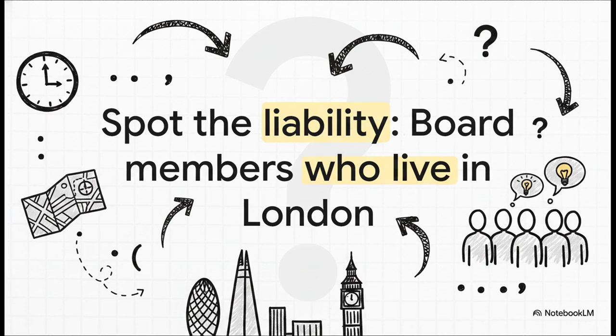Here's the scenario. Your company has exactly 5 board members, and all 5 of them happen to live in London. Someone drafts the meeting minutes and writes, the board members who live in London will attend. So, what is the liability here? Why is this a massive corporate miscommunication waiting to happen?